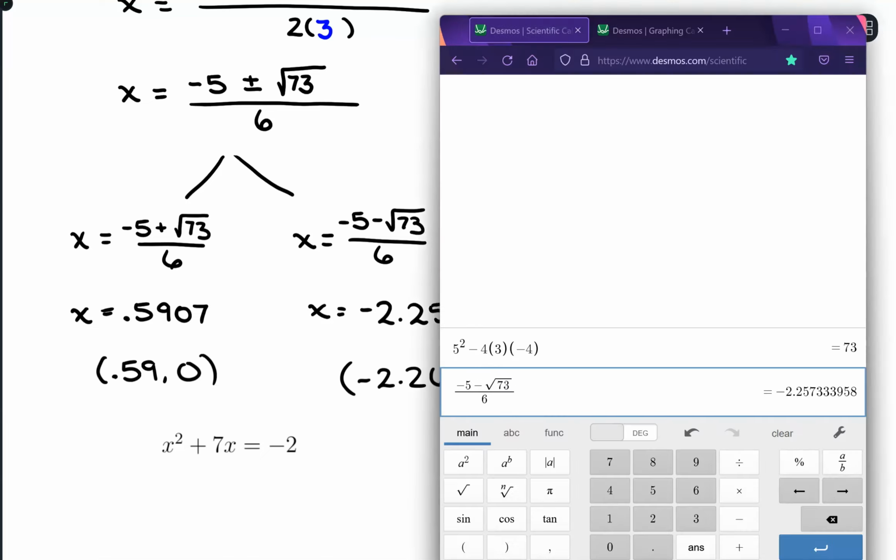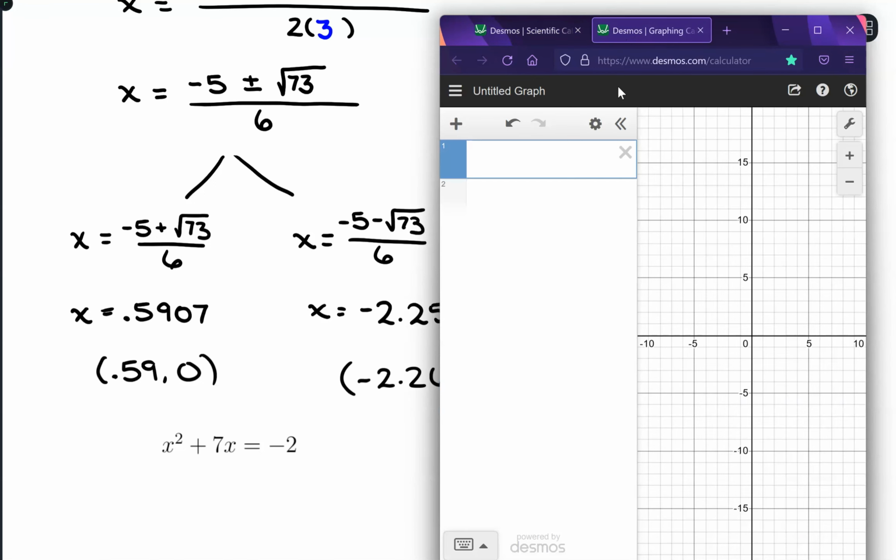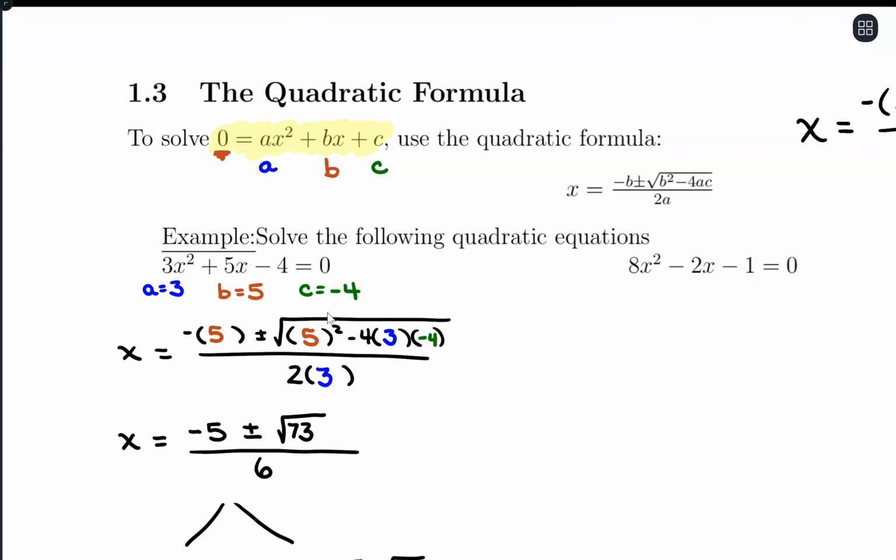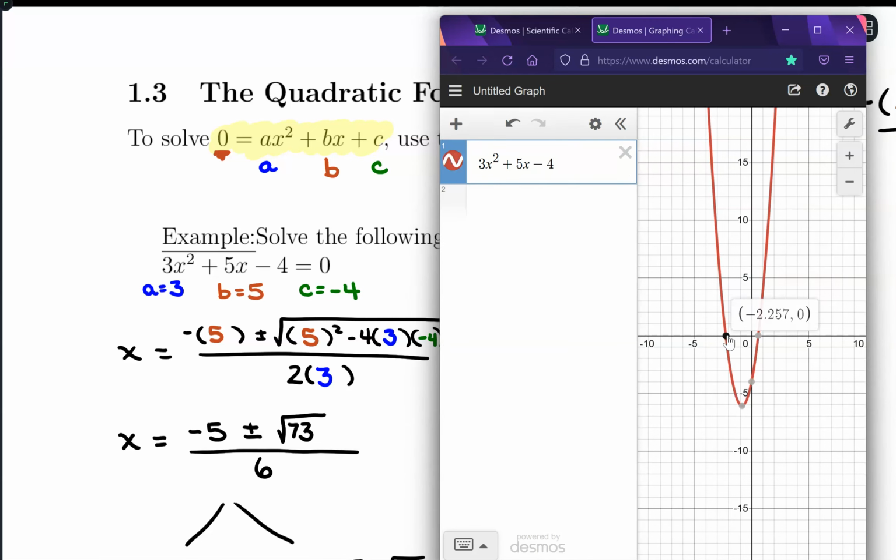So let's say I graph the function 3x squared plus 5x minus 4. Okay, we're good. So we have an x-intercept at negative 2.257 and an x-intercept at 0.59. So what we're doing is we're solving for where we're crossing that x-axis.